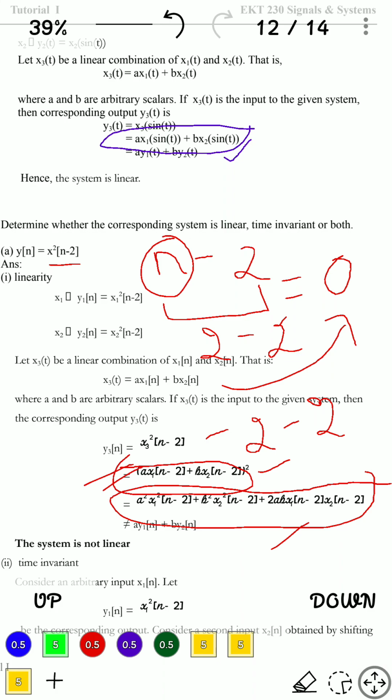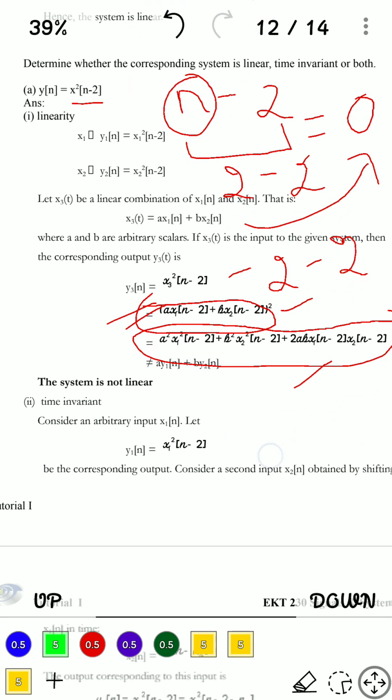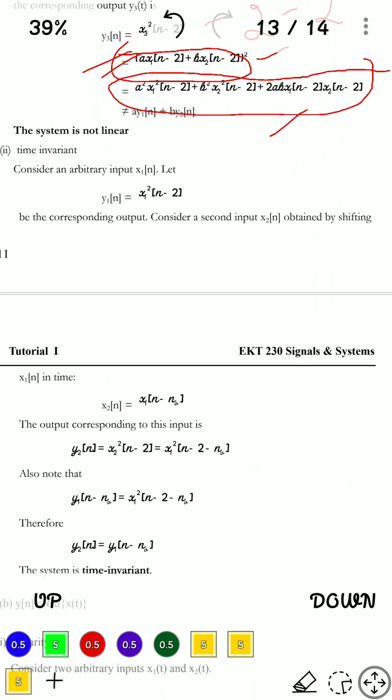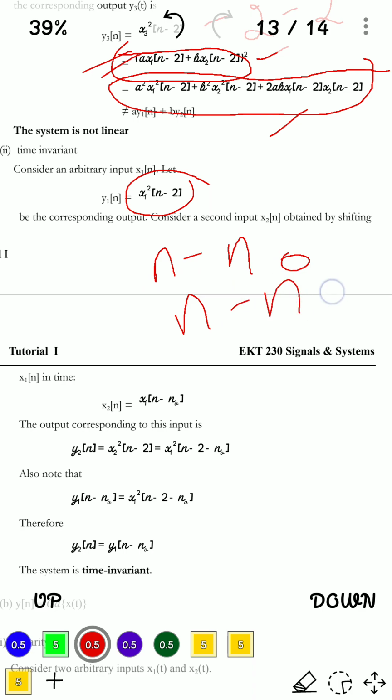So now we can see the case of time invariant system. You can see that the system is time invariant. Why? Because there is only one n present, there is no other n present. So if you substitute n with n minus n naught, you get both the same.